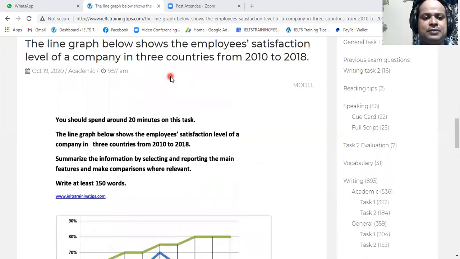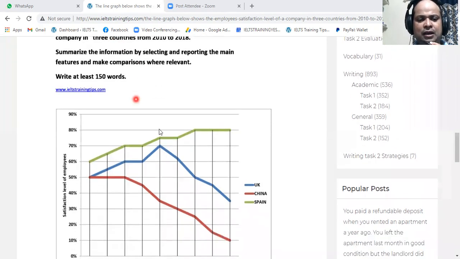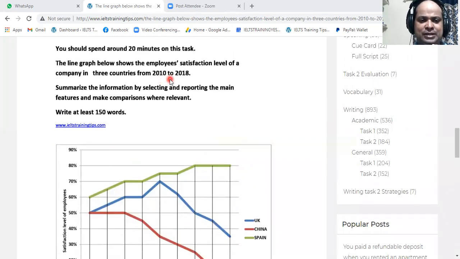This is a line graph. This is a classical chart. So we do have to compare some numbers here. So we do have the data of 3 different countries. The 3 different countries are the UK, China, and Spain. And the years are 2010 to 2018.